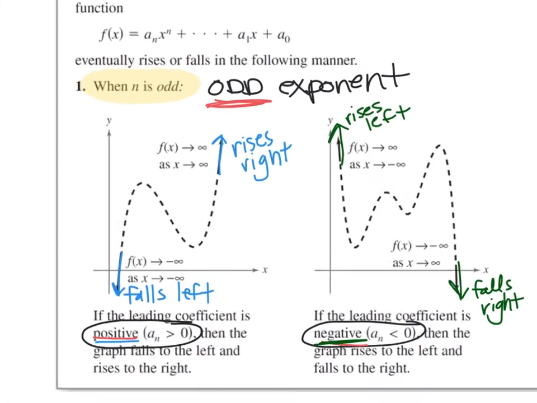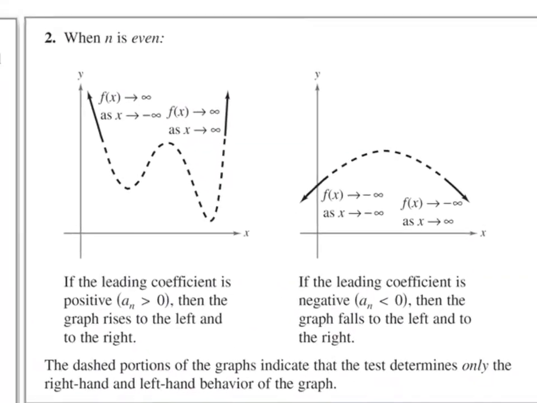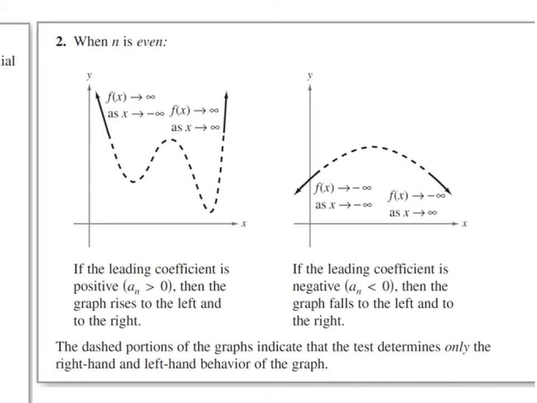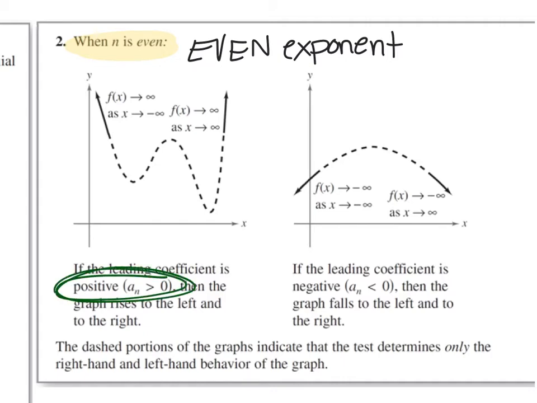Okay, so then if your exponent is even, then we have our chart over here. So here we have an even exponent, then you can see both ends are going in the same direction, whether they rise or fall. So if you have a positive leading coefficient here, then you are rising on the left and you're rising on the right.